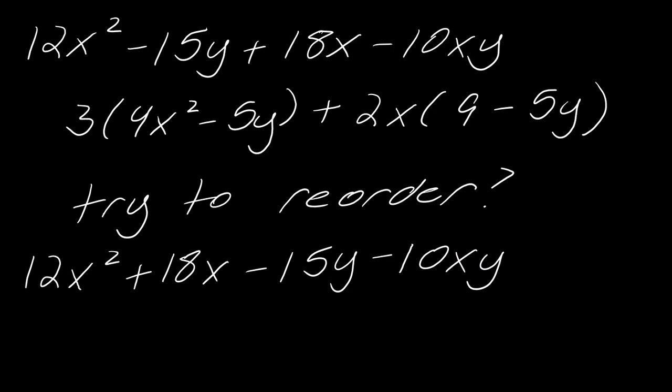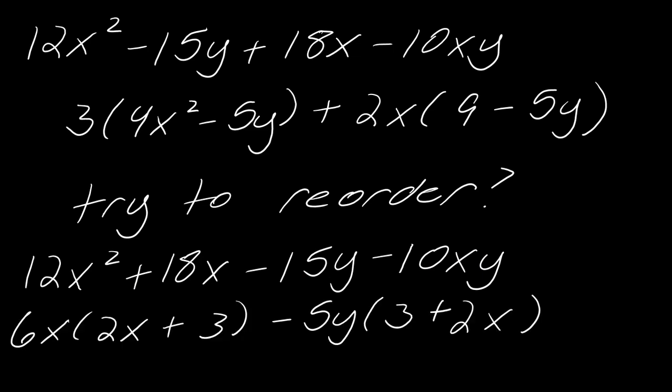Okay, and so now if I group this, out of the first two terms, I can factor out the 6x, and out of the second two terms, I can factor out the negative 5y. So notice then that when I factored this out, both of these became positive. And then, okay, this actually does work.